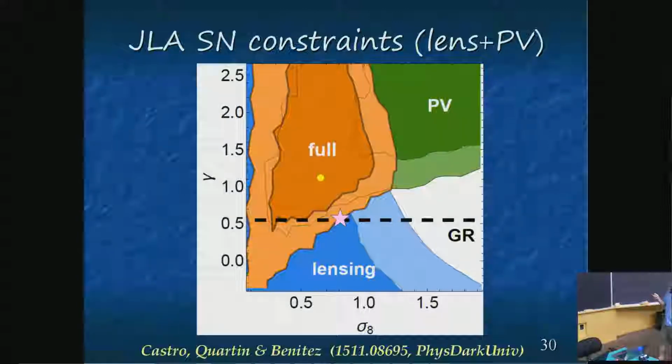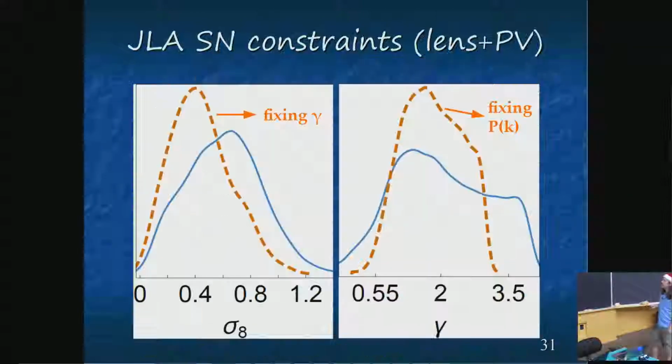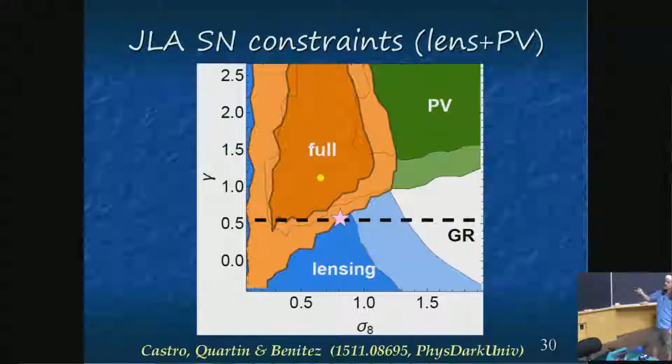So that's the results we got. That's real data here. The peculiar velocity is this big blob here. The lensing is the big blob there. And the combination is the orange blob. So it's not a very precise measure of gamma, but as I said, we have lots of room to improve. And the star marks the CMB point, we think. So we are at 2 sigma-ish, that's fine.